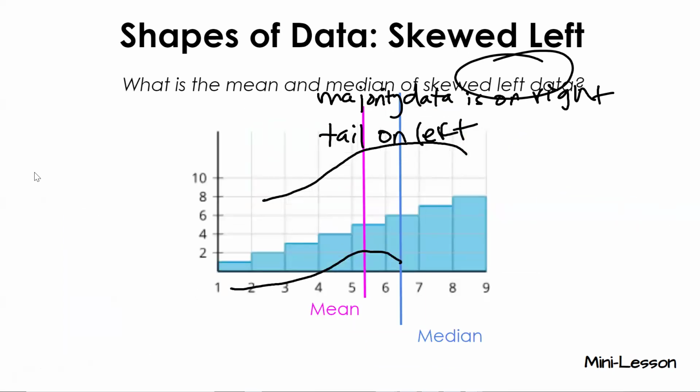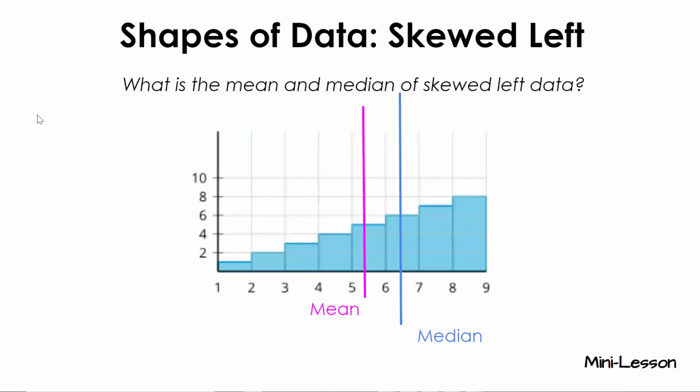Now, again, the important part. If it is skewed left, then that means that the mean is lower than the median. The mean is lower than the median. How do you know where, like what number? We're going to talk about that in a little bit.